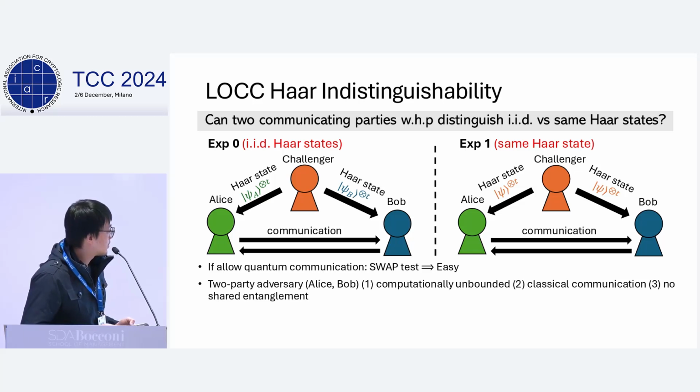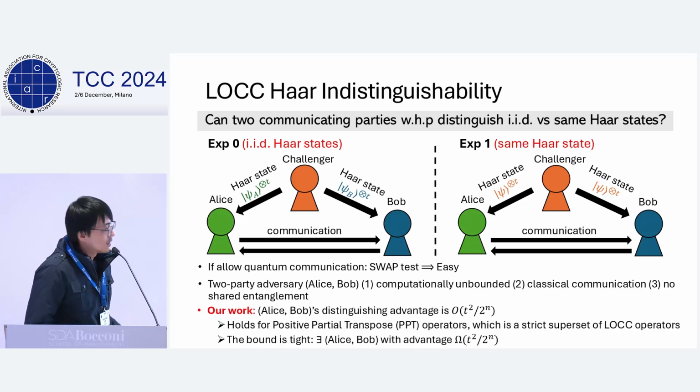And we, in fact, prove something stronger. This bound holds for positive partial transpose operators, which is strictly more general than the LOCC operators. And also, this bound is tight because we construct a distinguisher that achieves this bound. Although we construct PRFS, for simplicity, I will tell you our PRS construction, which is a special case.